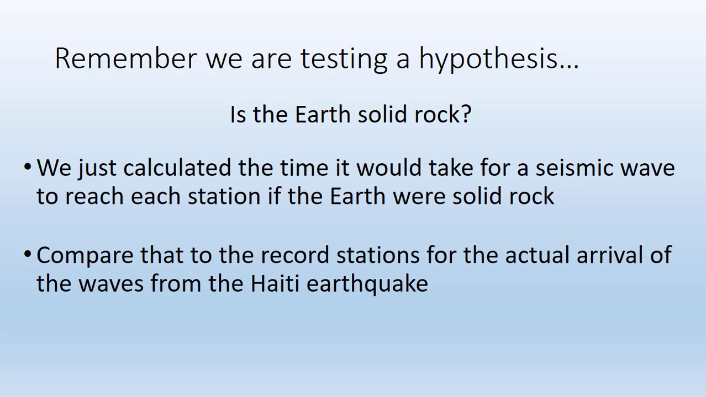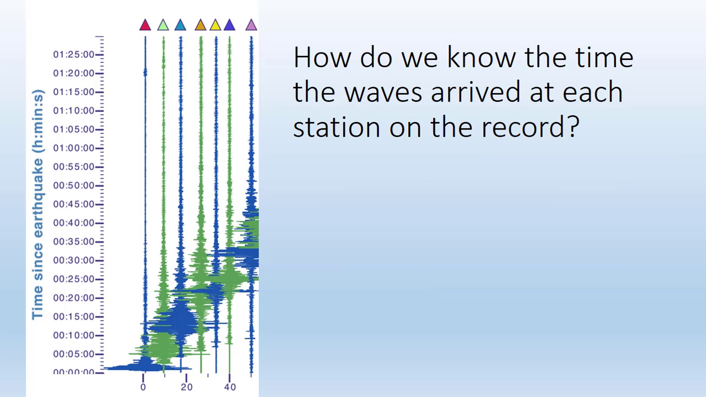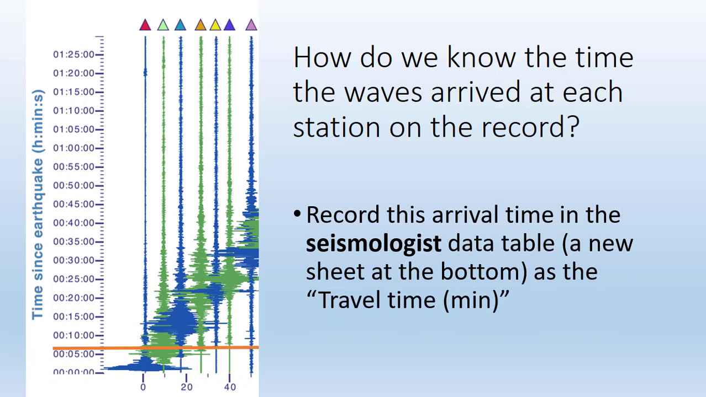Now remember, we are testing a hypothesis. We just determined the time it would take for a seismic wave to reach certain points if the Earth were solid rock. To test this, we want to compare these calculations to the actual arrival times recorded by seismic stations in our record section. This is pretty simple since the record section has time along the y-axis. Take a ruler and line it up with the beginning of the P wave of each station and read across to the time. Record this in the actual time travel column of the seismologist part of your sheet.